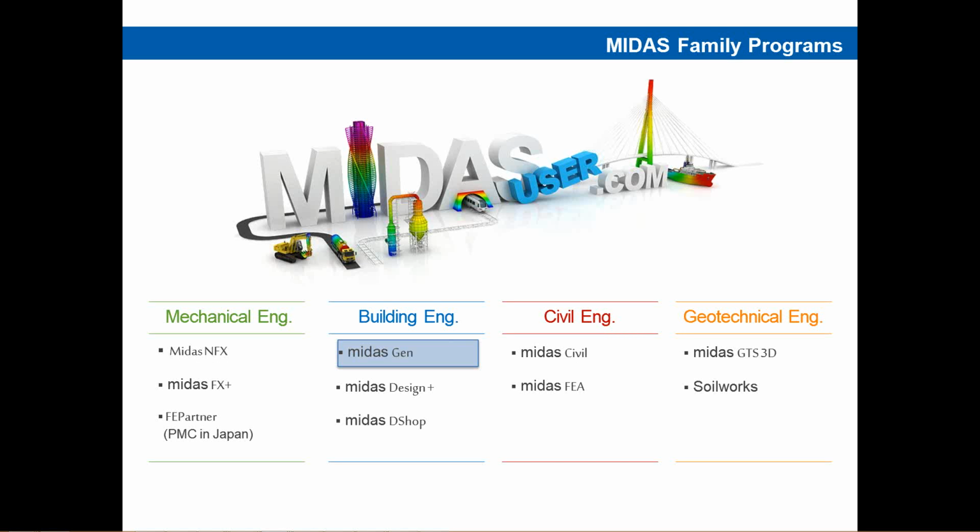So this slide shows some of our major products in the field of computer-aided engineering. So we cater to every major CAE industry that is out there. So we have products for mechanical, for building, for civil or bridge engineering, and even for geotechnical engineering. So the product of our discussion today will be Midas Gen, our building engineering product. Simultaneously, I will be showing you a little bit about our new member design tool, that is Midas Design Plus.